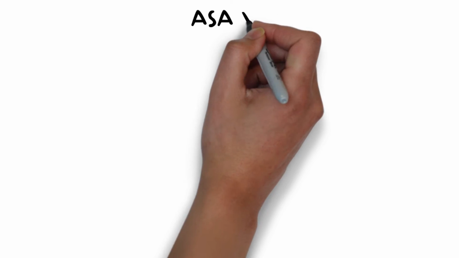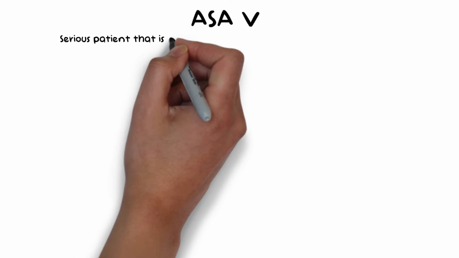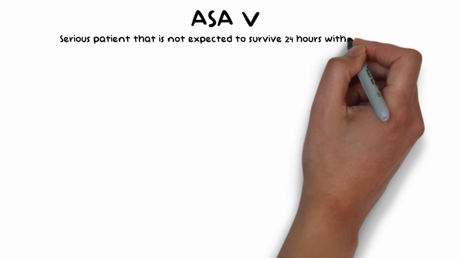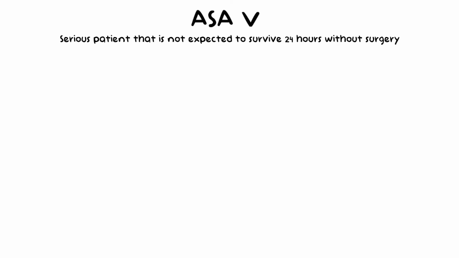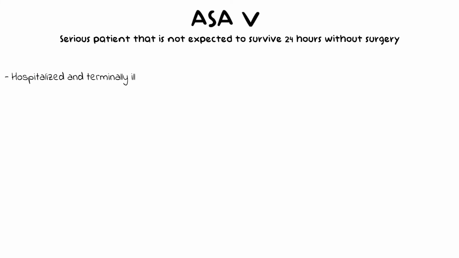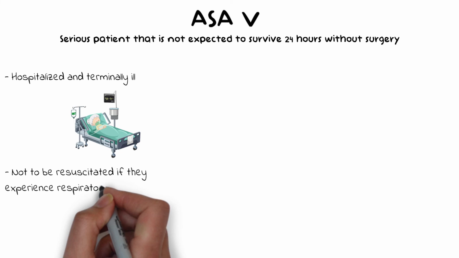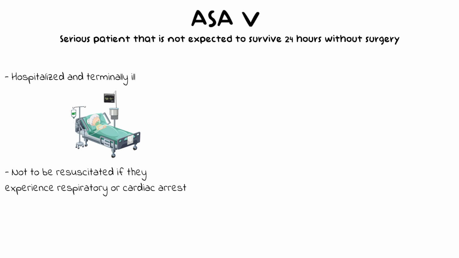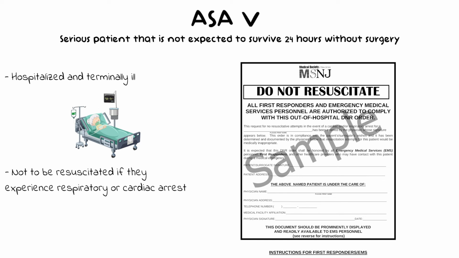ASA 5 indicates a serious patient that is not expected to survive 24 hours without a surgery. These patients are almost always hospitalized and terminally ill. These patients are not to be resuscitated if they experience respiratory or cardiac arrest. They essentially have a DNR order signed beforehand, which means do not resuscitate. A DNR order is a legal document that you may know if you have worked in an emergency department, and why it is necessary to sign that document.